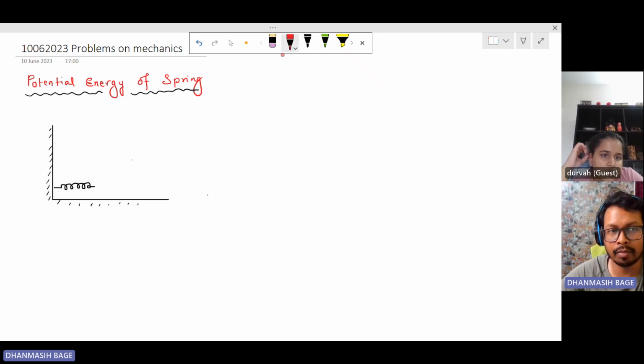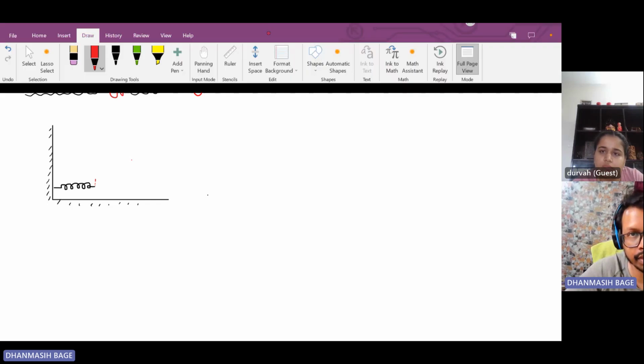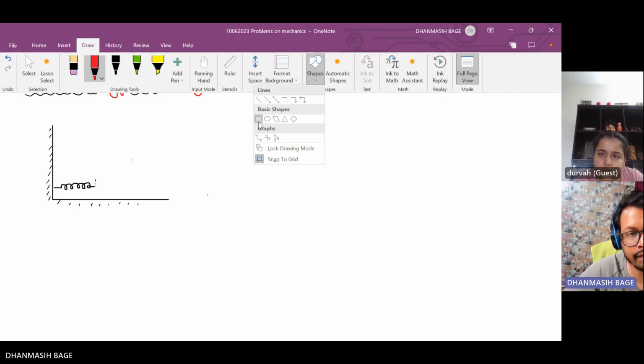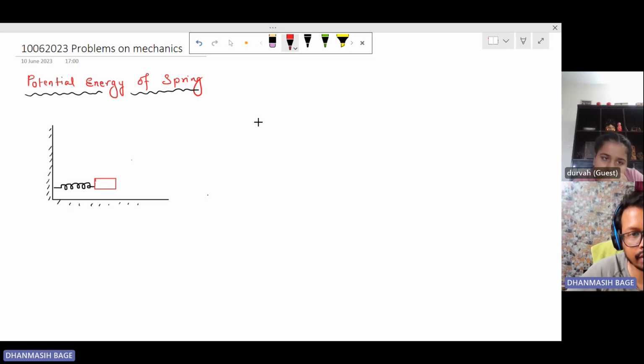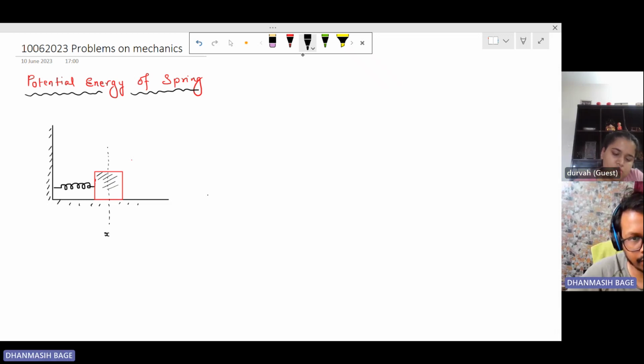It's not possible to have zero mass. It has negligible mass compared to the block. If it is placed like this, then what happens? Let us say that a block is attached to it. If you understand the spring force, finding out the potential energy of a spring is not that difficult. It's very easy. Let us say that this is the mean position, x equal to 0. This is called the mean position.